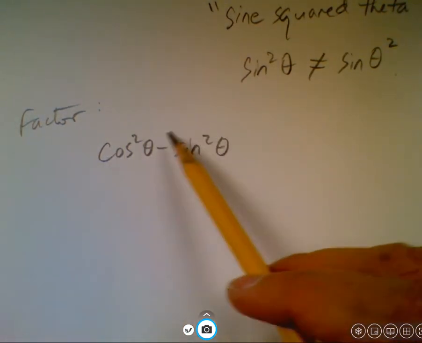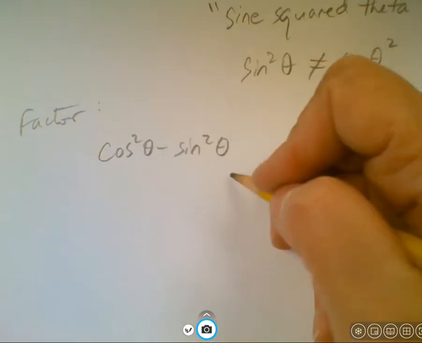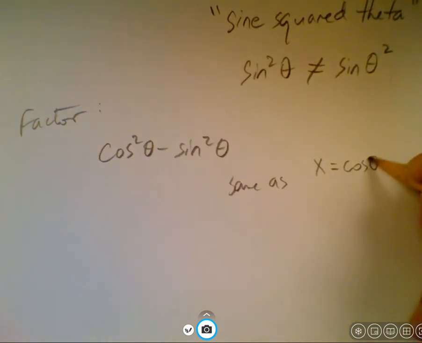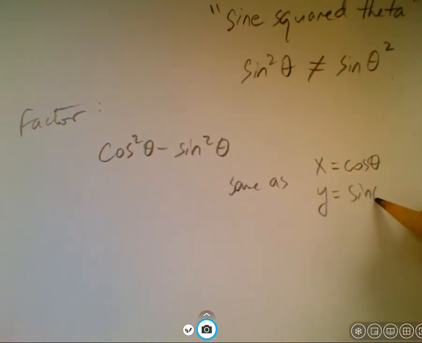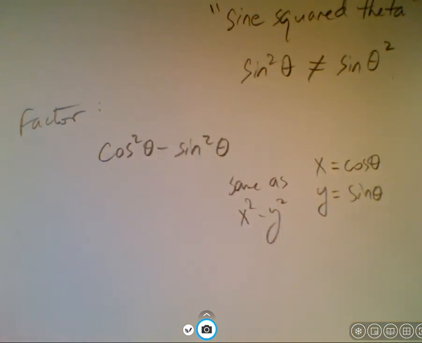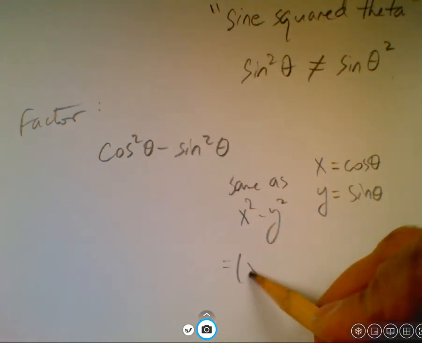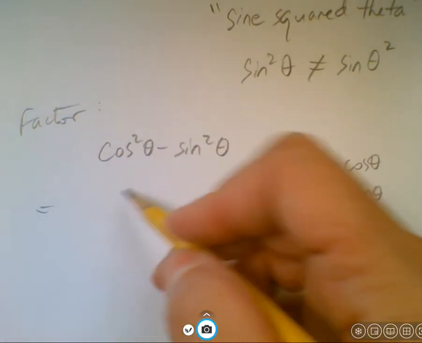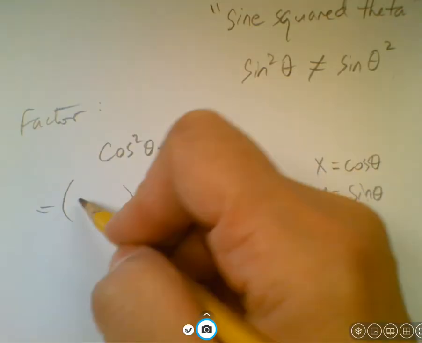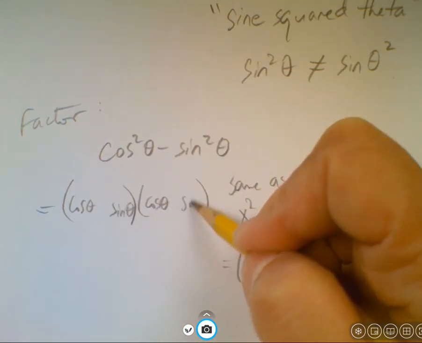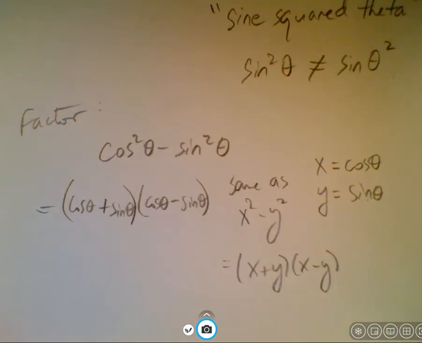And if the cosine and the sine confuse you, it's the same as if x was cos theta and y was sine theta. So that's the same as x squared minus y squared, and you know how to factor that. So you can do it here. It's the difference of squares, so x plus y times x minus y, and then put these back in. Or if you are comfortable with the way this looks, you can factor directly. So this is cos theta in both brackets, sine theta in both brackets, a plus and a minus, and it's factored.